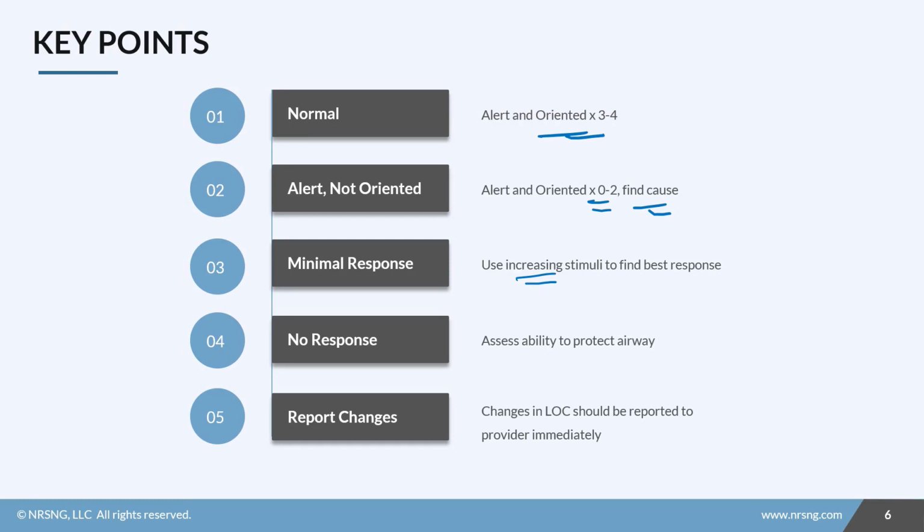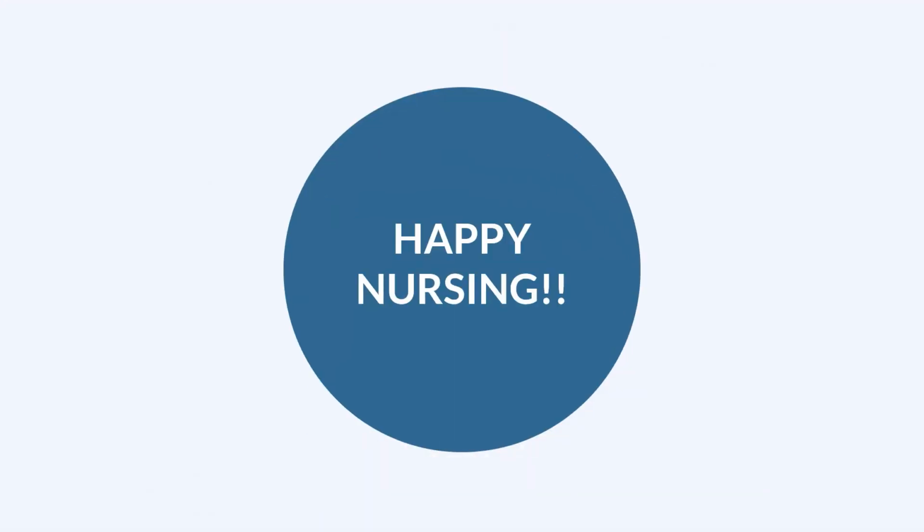So your basic levels here are going to be normal, alert but not oriented, minimally responsive, or no response. That would be like a coma. So remember, if you notice any of these changes, you need to notify the provider right away so that we can deal with whatever the problem is. So make sure you check out the next few lessons to learn more about routine and adjunct neuro assessments.